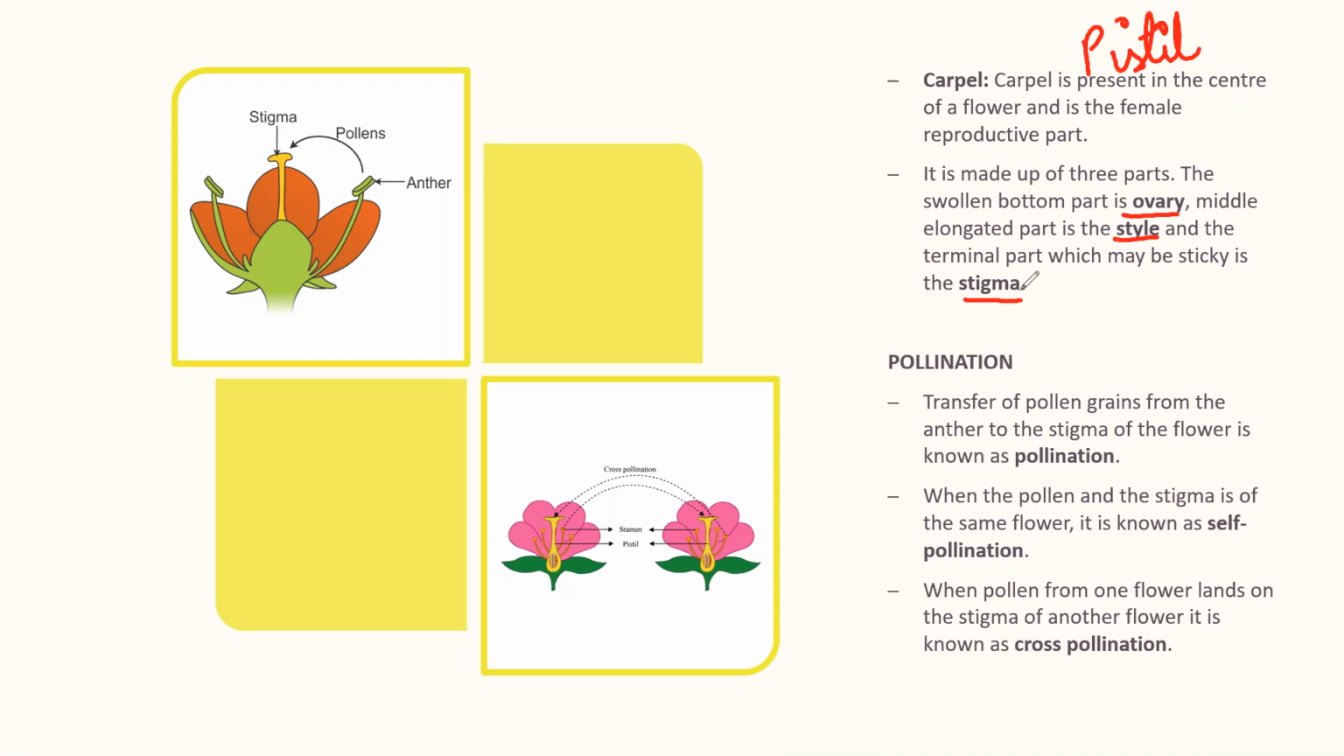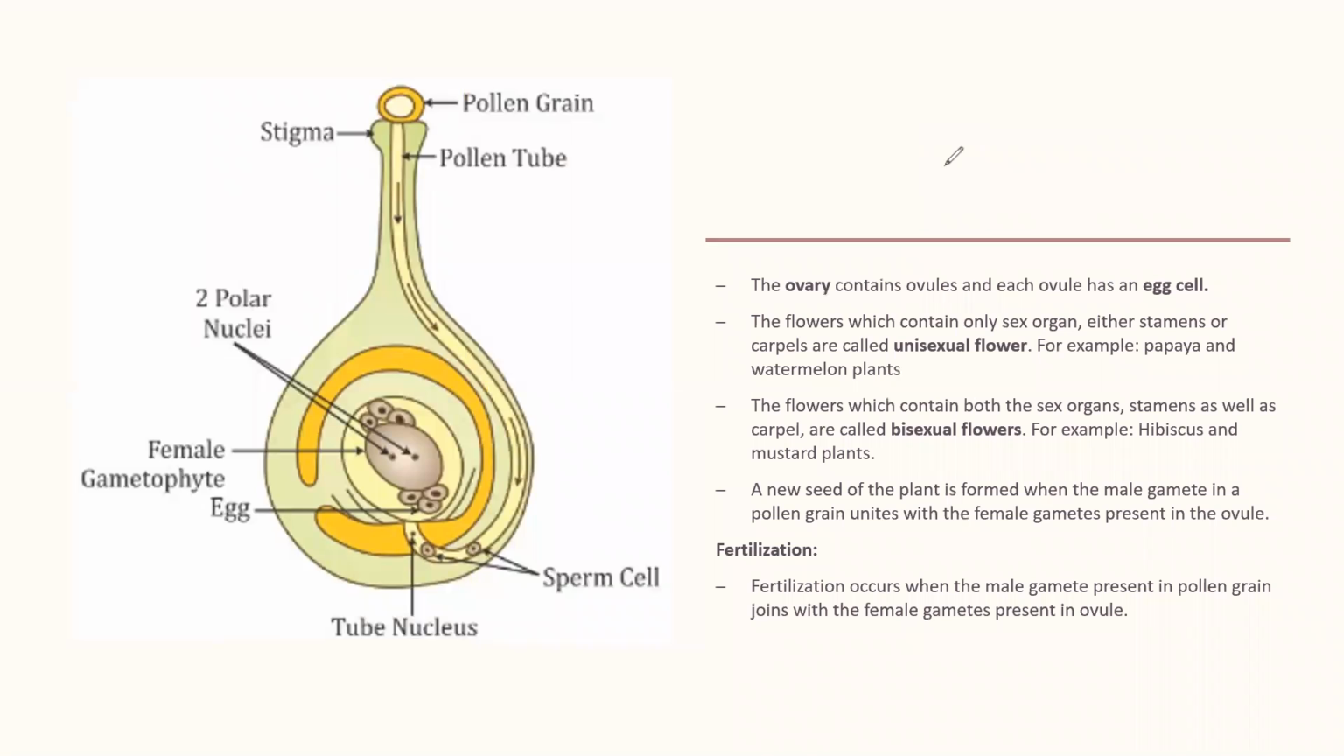Pollination. Transfer of pollen grains from anther to the stigma is known as pollination. When the pollen grains and the stigma are of the same flower, it is known as self-pollination. But when pollen grains from one flower land on the stigma of another flower, it is known as cross-pollination. The ovary, which is the swollen part of the pistil, contains ovules, and each ovule has an egg cell inside it.